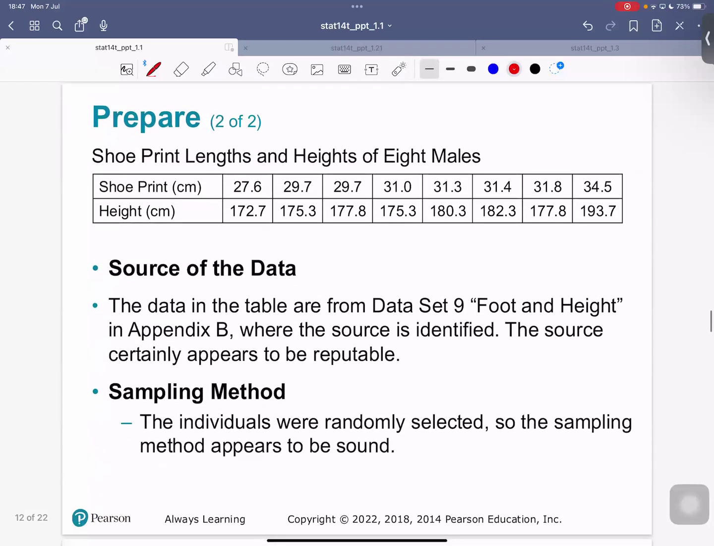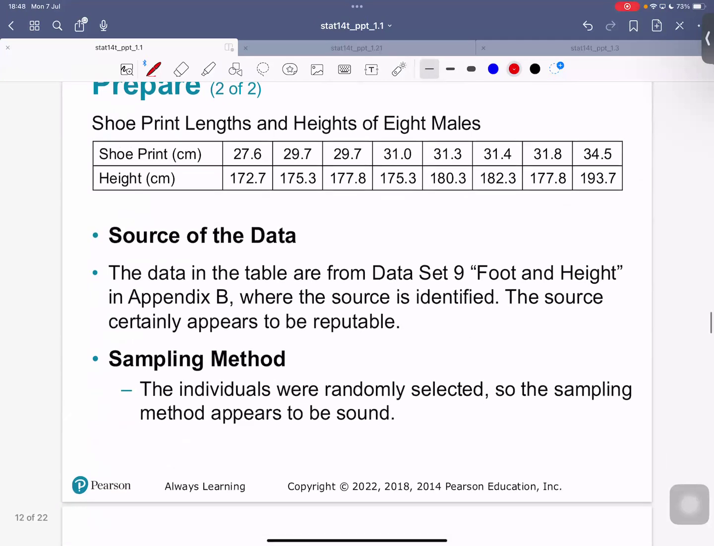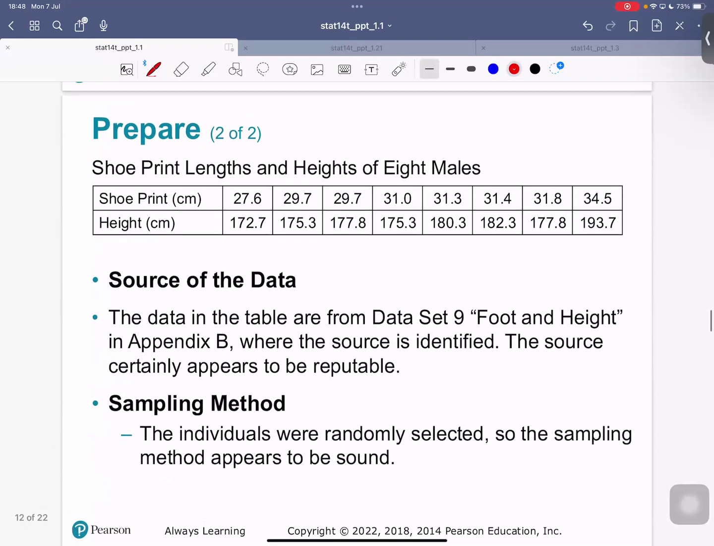Now, the source of the data. The data in the table are from data set 9, foot and height, in appendix B, where the source is identified. The source certainly appears to be reputable. Sampling method. The individuals were randomly selected, so the sampling method appears to be sound.